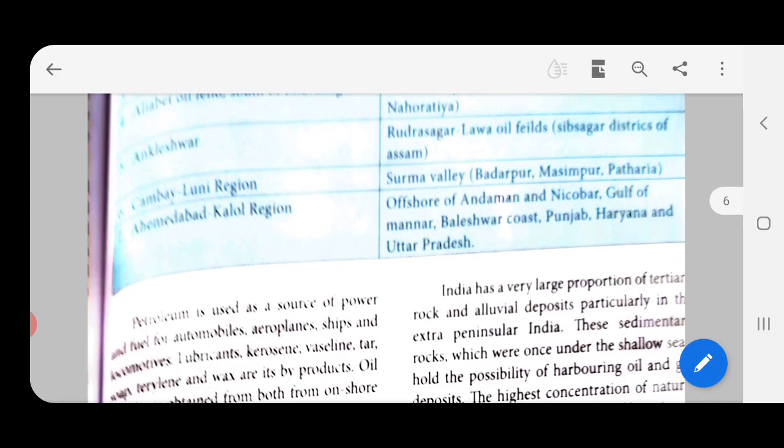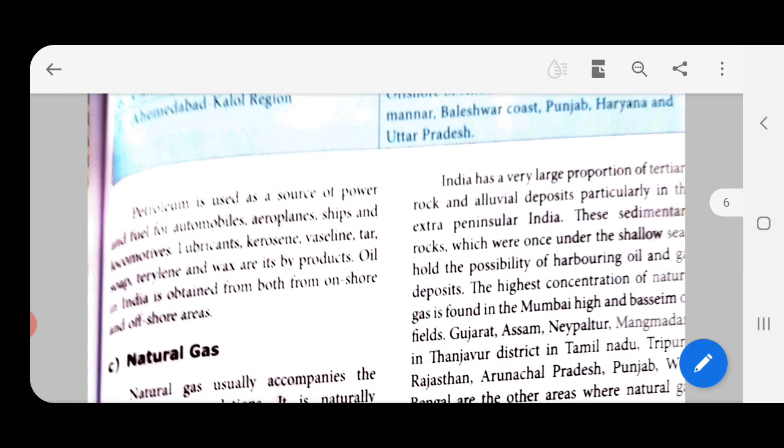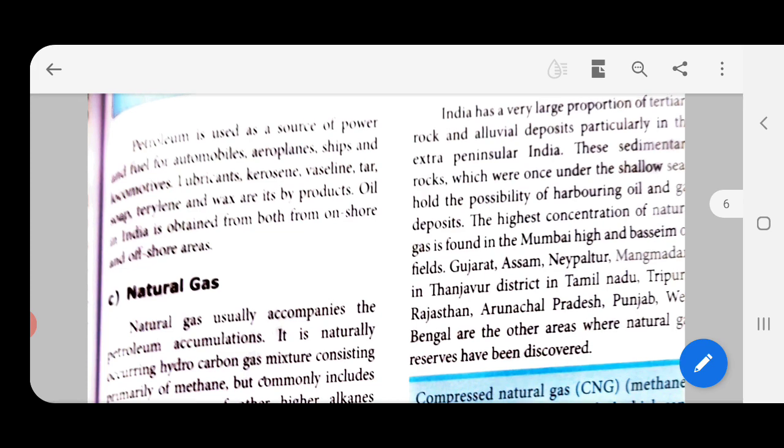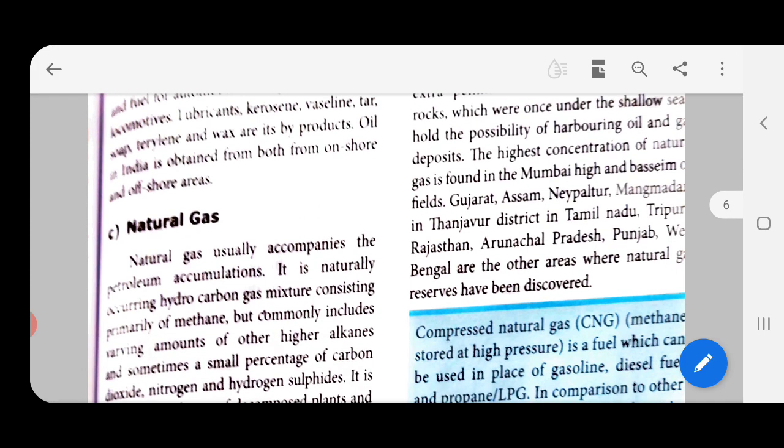Next, petroleum is used as a source of power and fuel for automobiles, aeroplanes, ships and locomotives. Lubricants, kerosene, Vaseline, tar, paraffin and wax are its byproducts. So here you can see, we already use petroleum as a fuel for our bikes or cars. Oil in India is obtained both from onshore and offshore, that is onshore, on parts of the sea, and offshore, away from the sea.